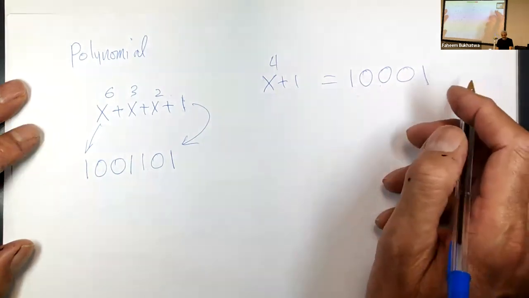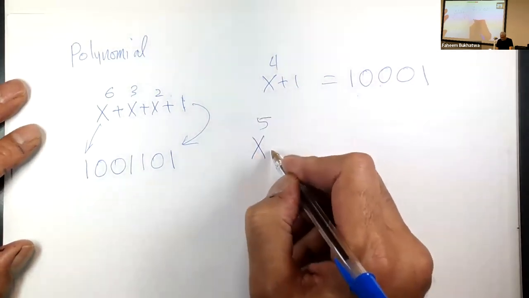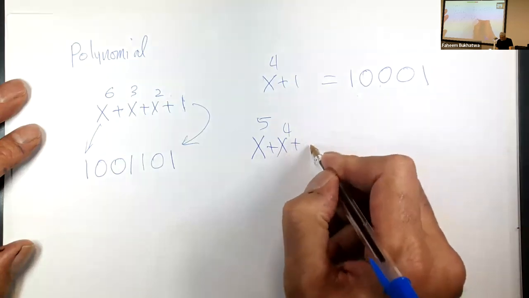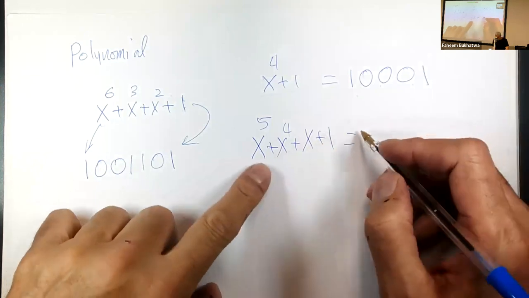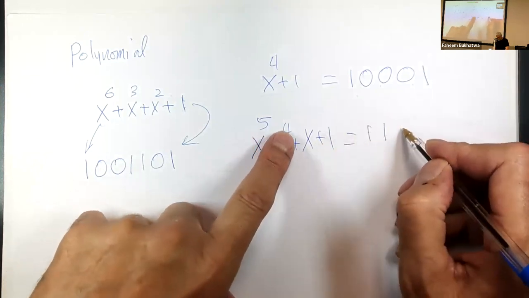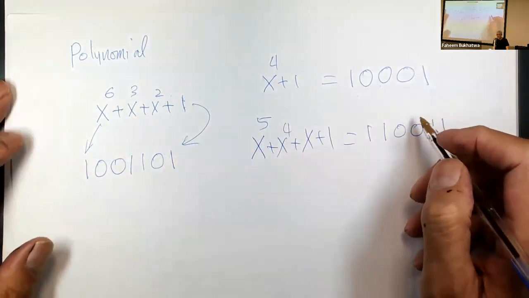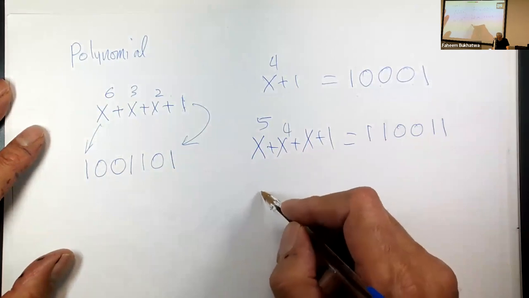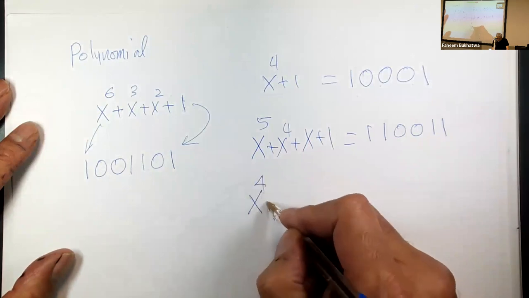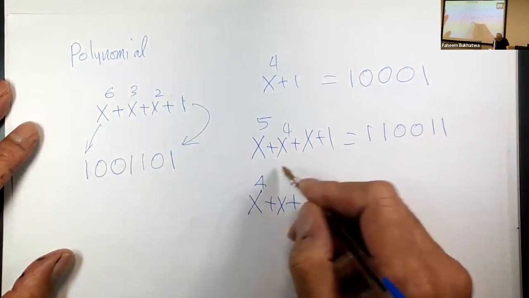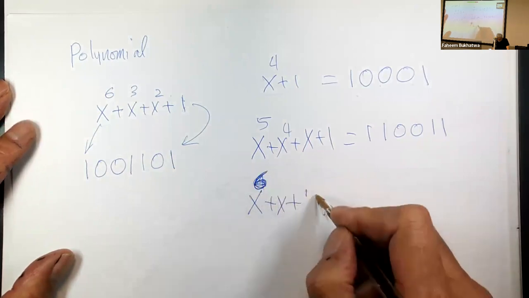Is that clear? Good. I like the way you nod your head, so maybe you can help me with this: x to the power of 5 plus x plus 1. What's this number, please, in binary? 1, 1, 0, 0, 1, 1. Okay, cup of tea, right? So no problem. Good. What about this? X to the power of 4 plus x plus 1. Oh, no. That's so simple, isn't it?